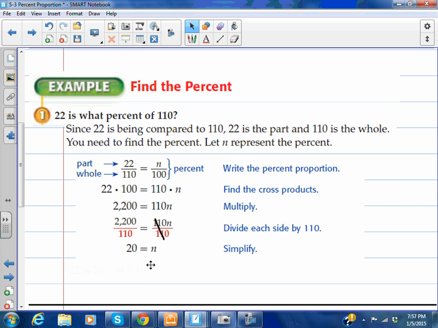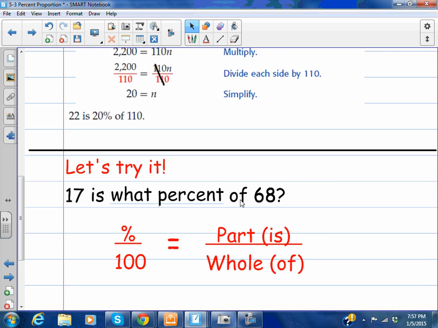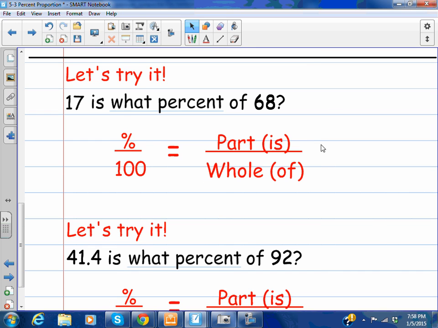And remember, we let n represent our percent. So in this case, 22 is 20% of 110. Notice how we really just filled in what we were looking for at the top here. We filled in what percent, and that's what we found. Okay? Pretty straightforward. Got another way for us to try it here.